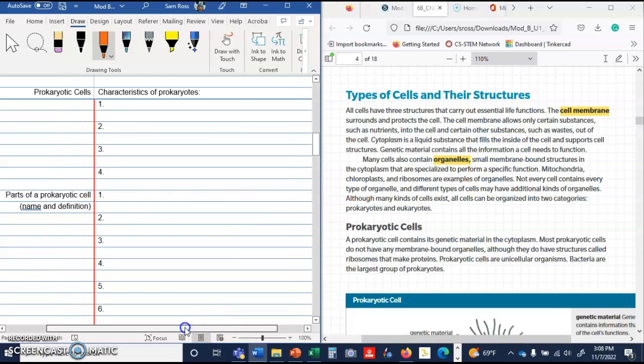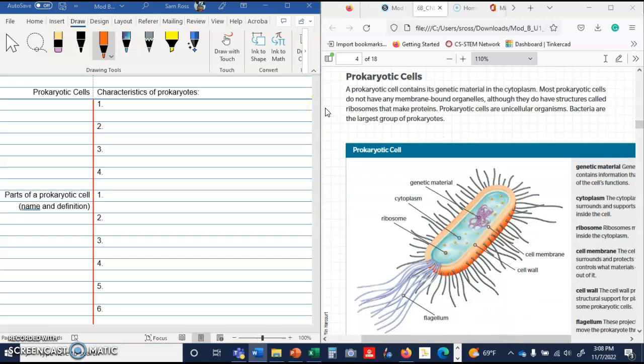Prokaryotic cells, awesome. Okay, characteristics of prokaryotes. So under prokaryotic cells here, it says a prokaryotic cell contains its genetic material in the cytoplasm. So that's going to be one, the genetic material in the cytoplasm. Most prokaryotic cells do not have membrane-bound organelles, although they do have ribosomes. Prokaryotic cells are unicellular organisms, and bacteria are the largest group.